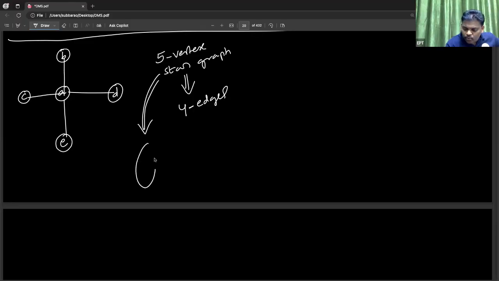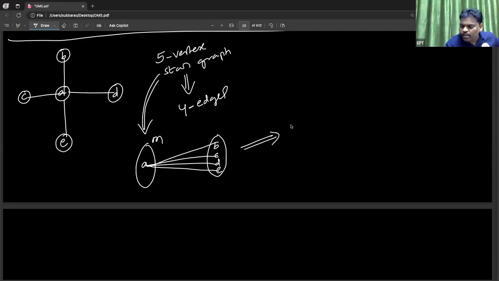Can you see this one? One more beauty: every star graph can be written as a bipartite graph. How? This A will be at the first place, and B, C, D, E in the second place, with an edge from here to here. Am I right? Every star graph can be written as a bipartite graph, and that bipartite graph is going to be a complete bipartite graph.